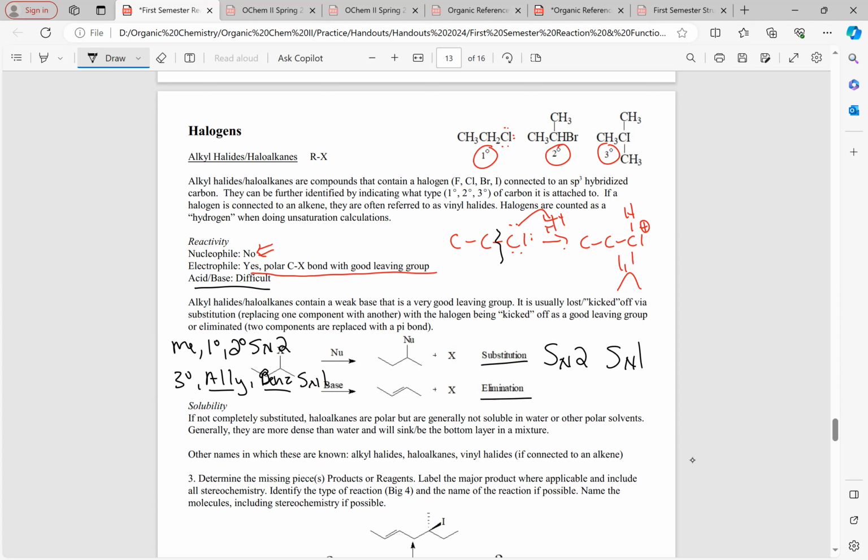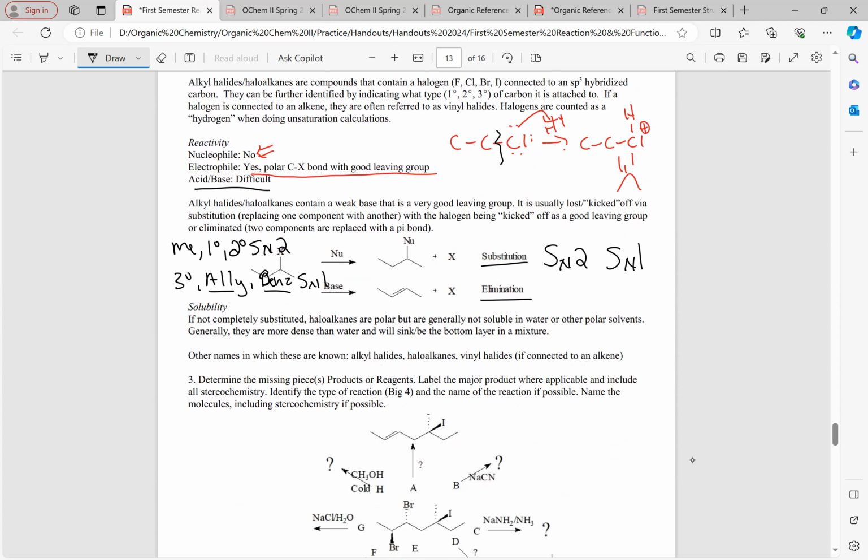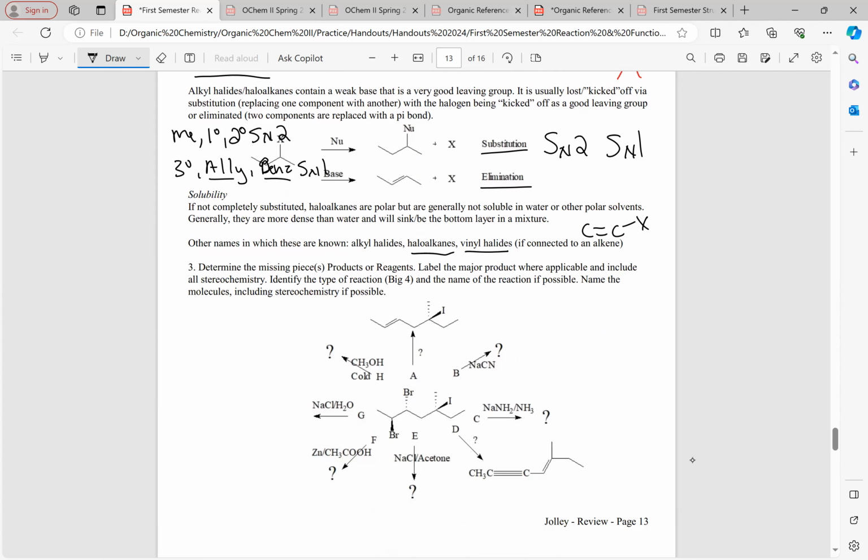All right. Well, what about the solubility? At least these molecules are polar, but they can't hydrogen bond with the water. So yes, I know they're polar, but most of the time they are not soluble. In fact, we use some of the alkyl halides to dissolve organic or nonpolar compounds. Other names they're known by: haloalkanes, and if it's on a double bond, you can call it a vinyl halide. Look how short that was.